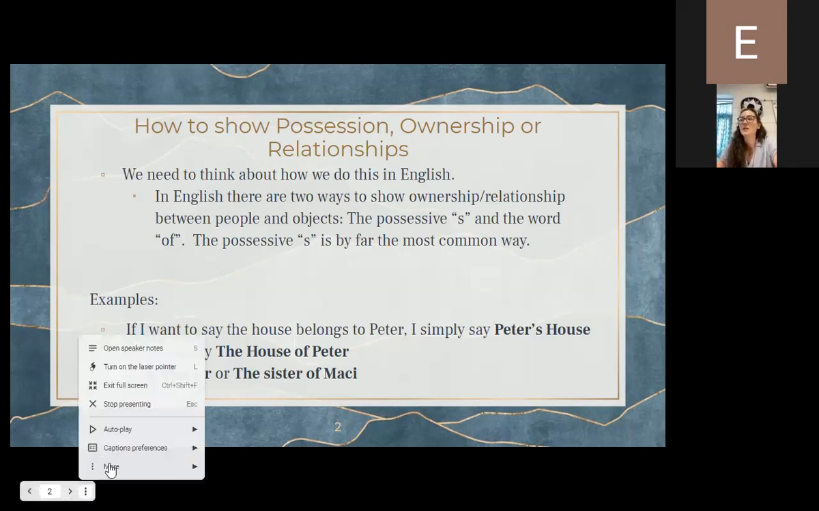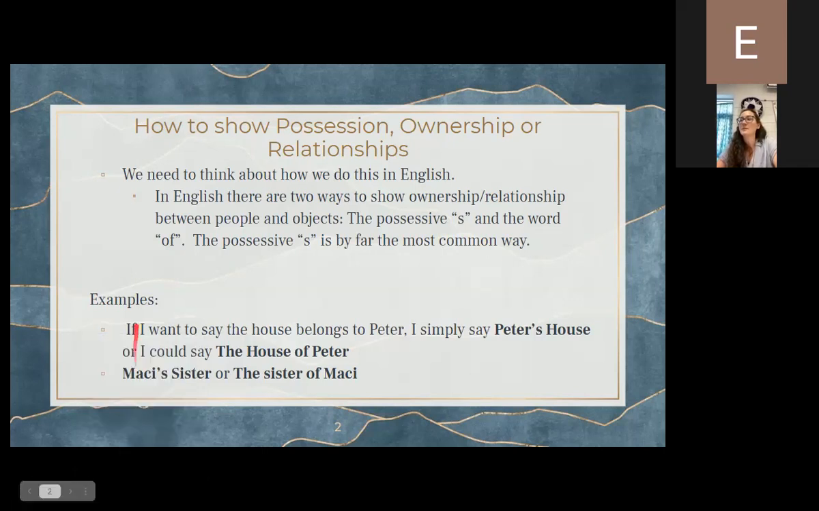Let me turn on my little laser pointer. So I'm going to be right here. So the first way and the most common way in English is by using a possessive S. This would be like if I said Peter's house. We know that that house is Peter's.